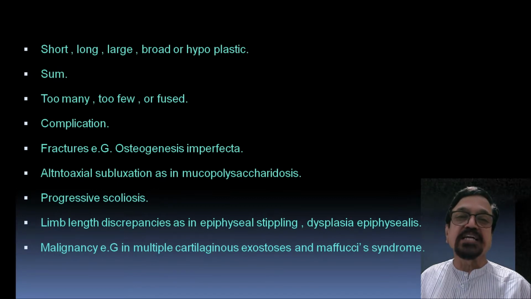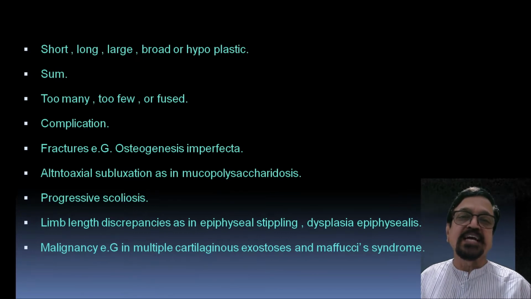Then we have to look for the complications, which include deformity, periosteal reaction, and callus formation due to multiple fractures. Osteogenesis imperfecta is a classical example where we get multiple healing fractures. Atlantoaxial subluxation is very common in MPS.